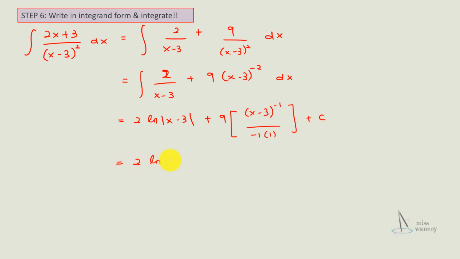So simplify: 2 ln (x - 3), and then I have negative, positive, negative, so this is negative 9 over (x - 3), and then plus c. So this is for example 2.